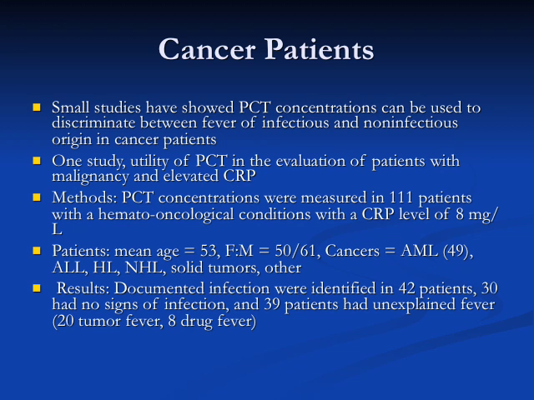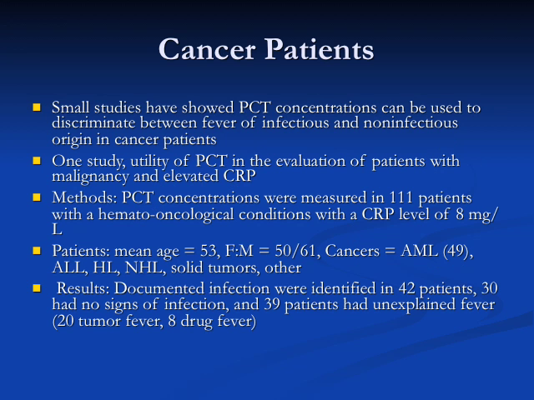Just focusing on one that was published in the CID in 2006, it looked at the utility of procalcitonin in the evaluation of patients with malignancy and elevated CRP. Basically, procalcitonin concentrations were measured in 111 patients with hemato-oncological conditions with a CRP of 8. The population had a mean age of 53, a female to male ratio of 50 to 61, and studied various types of cancers, including AML, which may comprise the majority, ALL, Hodgkin's lymphoma, non-Hodgkin's lymphoma, and solid tumors.